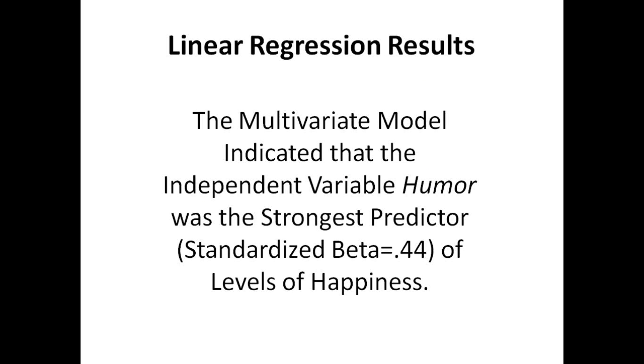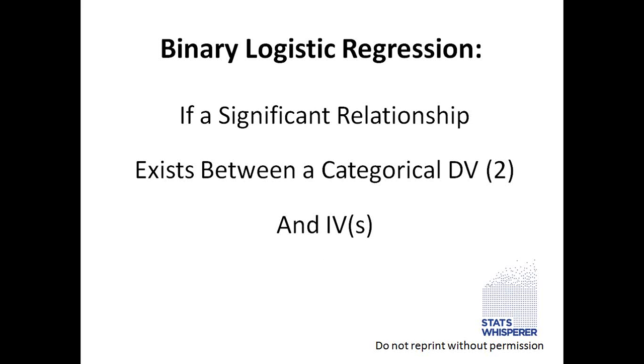So if we were going to state the results of our linear regression, we might say the multivariate model indicated that the independent variable humor was the strongest predictor of levels of happiness. And then we put the standardized beta in parentheses. All right, so the first one is down.